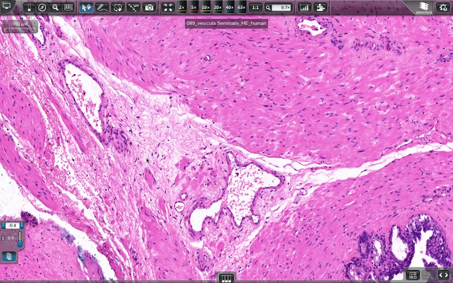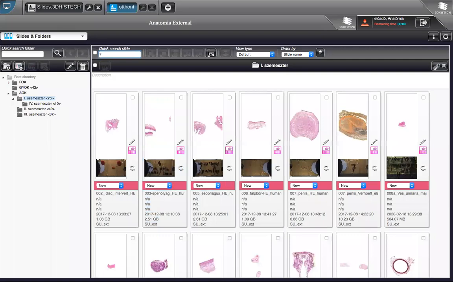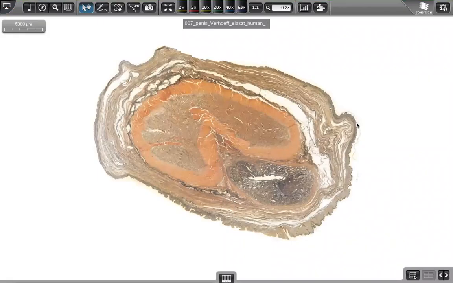Our last slide is the penis. That's number 7. Yeah, that's the one. This is a Verhoeff staining showing the connective tissue fibers. Here we beautifully see the two erectile bodies, the corpora cavernosa, and the corpus spongiosum here.